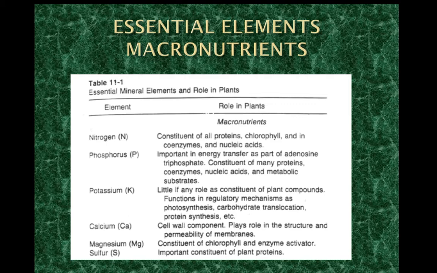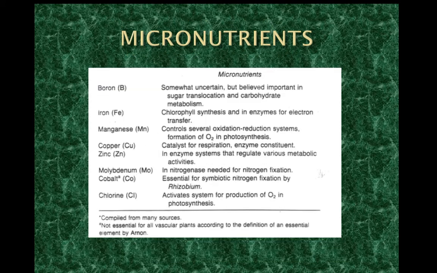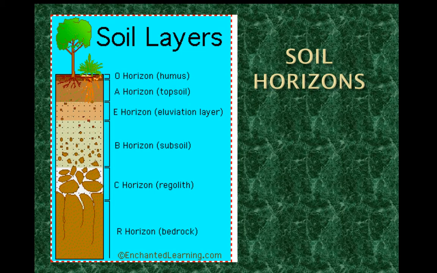8 of the 17 essential elements are micronutrients: iron, chlorine, copper, manganese, zinc, molybdenum, boron, and nickel. Micronutrients are needed in very small amounts, and they're mainly used for cofactors and enzymes. Fertile soil provides all the essential nutrients and yields healthy plants.